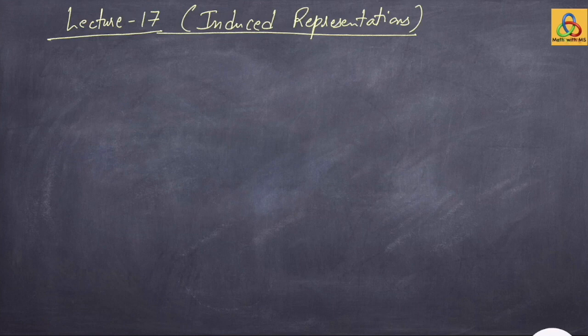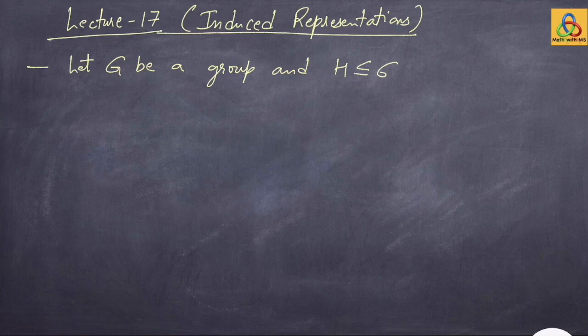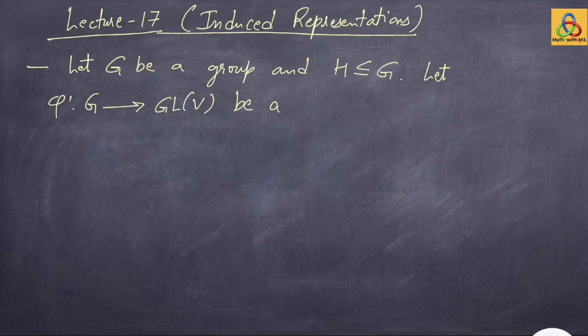So before getting to induced representations, let me begin with what we have already seen in this course. Let G be a group and H a subgroup of the group G. Let phi from G to GL(V) be a representation of G. Then we can restrict this representation phi to the subgroup H, just as a map.